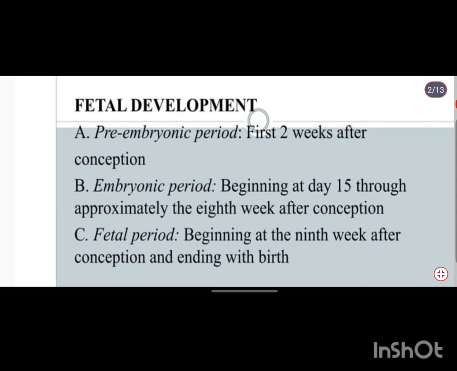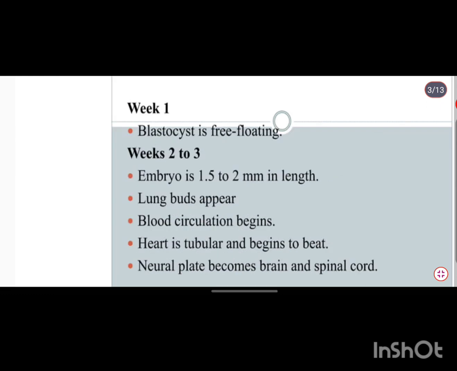the fetal period begins at the 9th week and ends at birth. We call it the fetal period. So you have to write these stages of fetal development. First is the pre-embryonic period, then the embryonic period, and the fetal period. Now rapidly we will discuss the stages week by week.